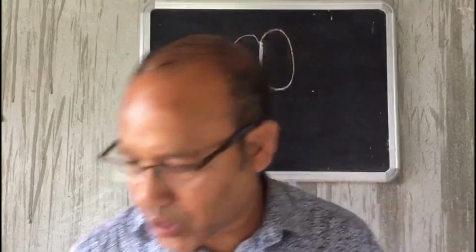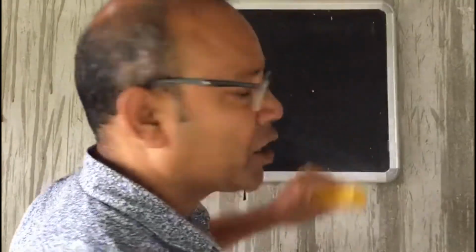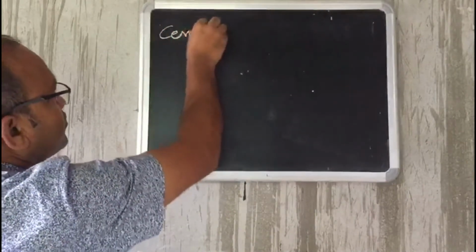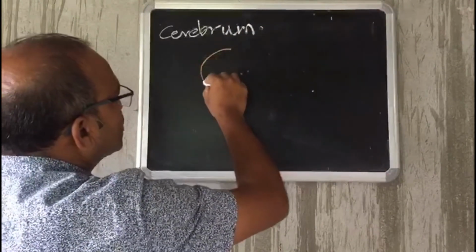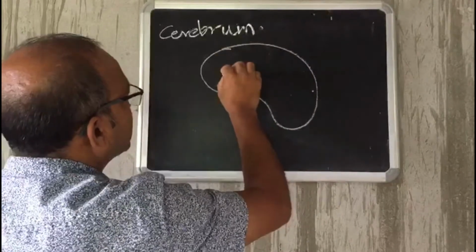About this we have already discussed. So let's go a little further. The forebrain, that is basically made up of the cerebrum. The forebrain or the cerebrum is made up of two regions.